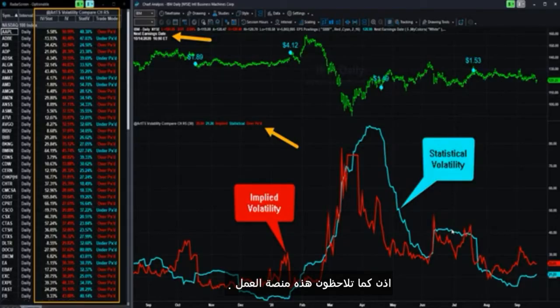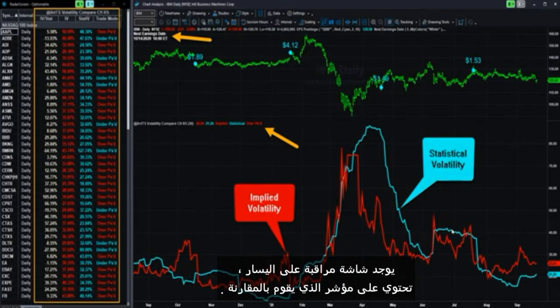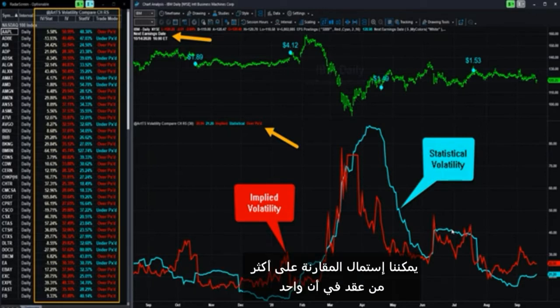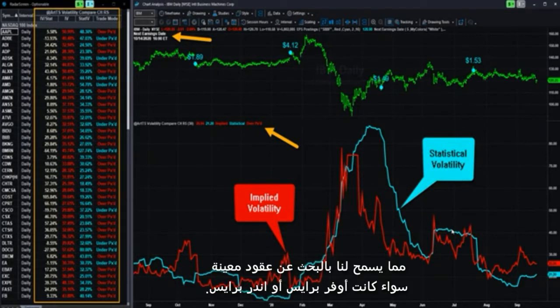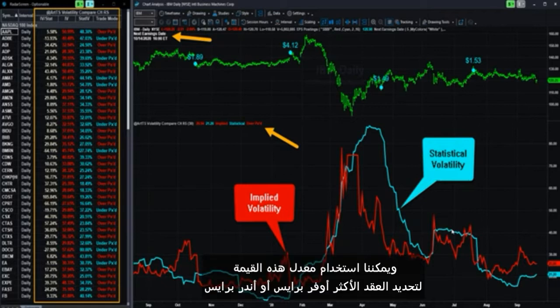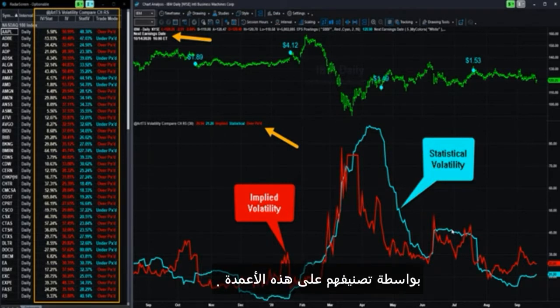So this is the workspace. It has a radar screen on the left with the comparison indicator as well, because we can use this comparison not only on one stock in a chart, but we can put it in radar screen and look for those particular unique stock symbols that may be underpriced or overpriced. And we can actually use a ratio of these two values to see which ones are most overpriced or most underpriced by sorting on those columns.